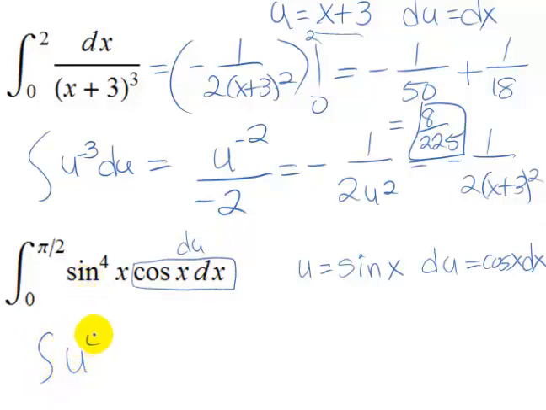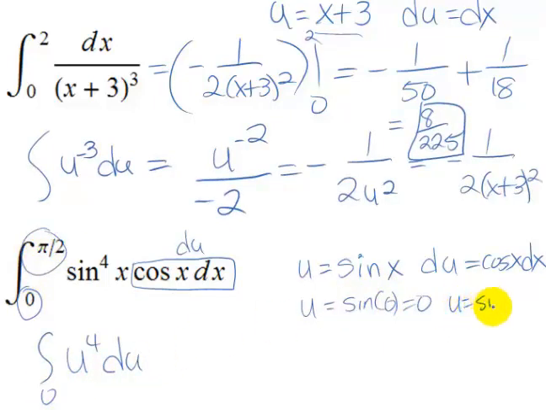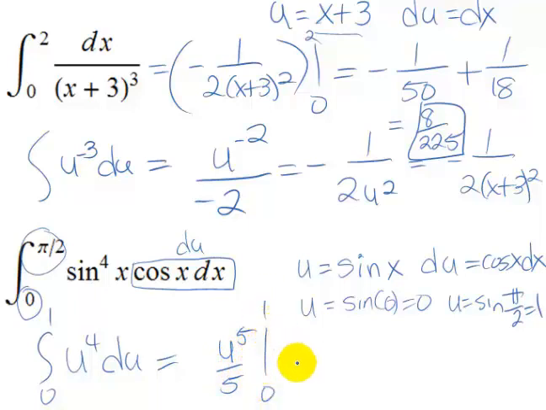So here is the integral u to the fourth du, but now I'm going to put my limits of integration on there in terms of u. So if x was 0, my u would be the sine of 0, which is 0. If x was pi over 2, then my u would be the sine of pi over 2, which is 1. So if I work this, I have u to the fifth over 5 for an antiderivative, and then I'm going to evaluate that from 0 to 1. So that's just going to be 1/5 minus 0, or 1/5.